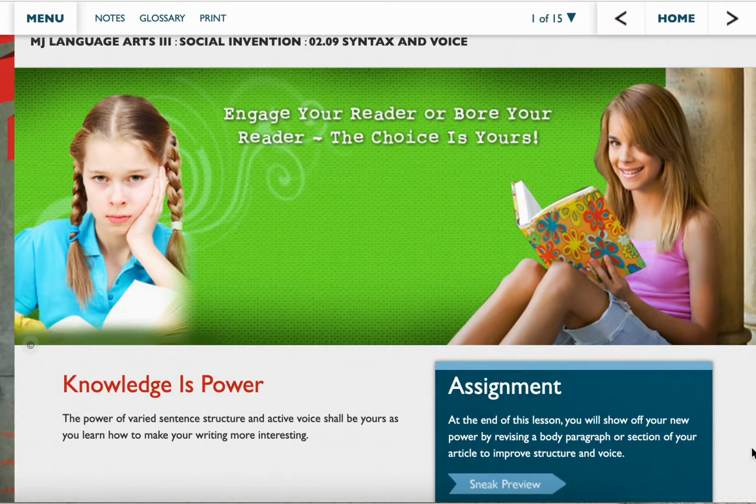2.09 Syntax and Voice. Engage your reader or bore your reader. The choice is yours. Knowledge is power. The power of varied sentence structure and active voice shall be yours as you learn how to make your writing more interesting. Assignment. At the end of this lesson, you will show off your new power by revising a body paragraph or section of your article to improve structure and voice.